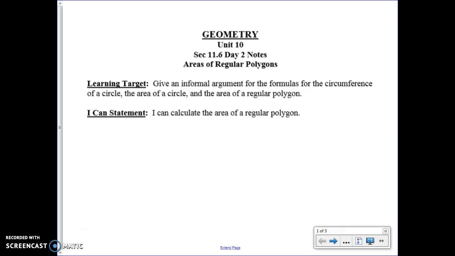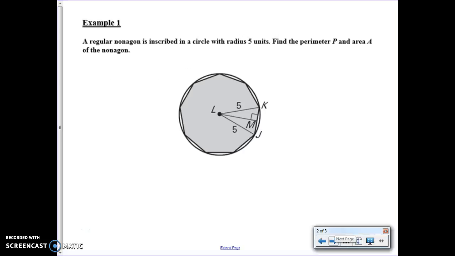Alright, today we're going to practice some more of these areas of regular polygons, but they're going to get a little more complex. So we have just two examples today. We have our regular nonagon inscribed in a circle with a radius of 5 units. So notice it's not giving us the apothem here. We want to find the perimeter and the area of the nonagon.